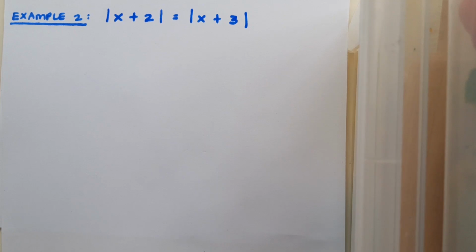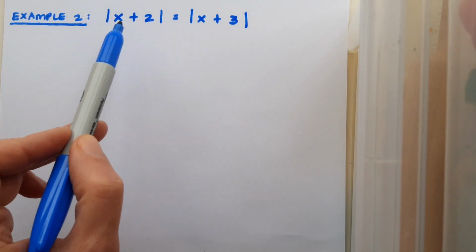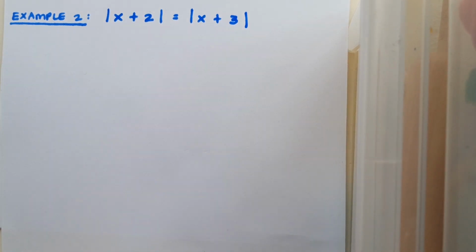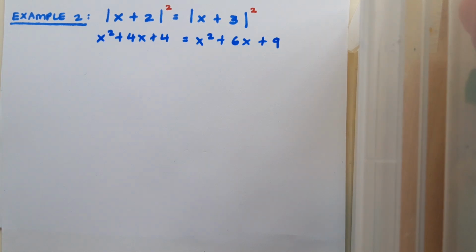So here I have example 2, and this looks a little bit different from the previous example in that I have absolute value lines on both sides of my equation. In this particular type of question, option 1 is a good approach. So I'm going to square both sides of my equation, and then I'll expand the squaring on both sides. So I get x squared plus 4x plus 4 equals x squared plus 6x plus 9. Conveniently in this case, the x squareds cancel out, and I can tidy up to 4x minus 6x equals 9 minus 4, and then I'll just solve for x.